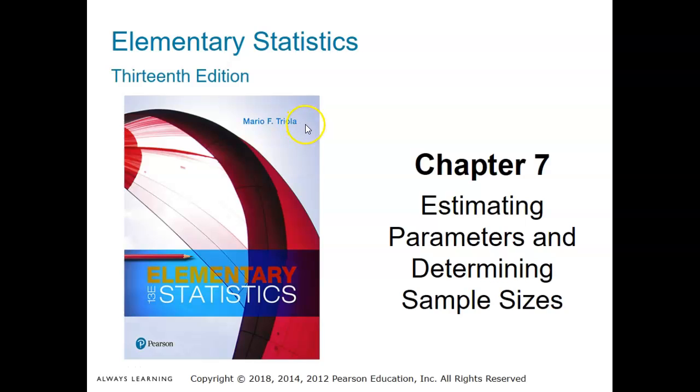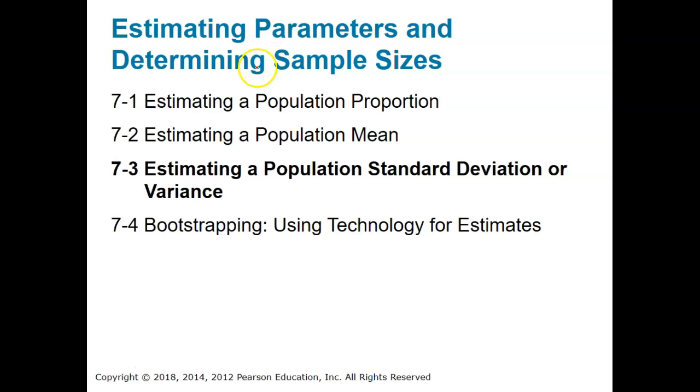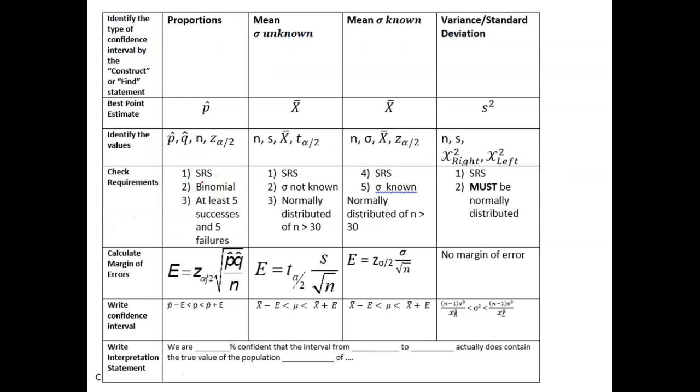Today we will be continuing with our work in Chapter 7, estimating parameters and determining sample sizes. We'll be looking at Section 7.3 on estimating a population standard deviation or variance. The process for these are very similar and go very much together on that. We're actually not going to do Section 7.4, so after this section we'll move on to Chapter 8.